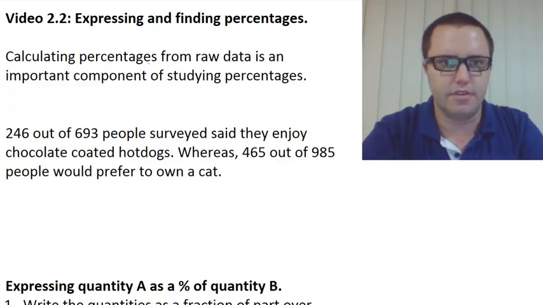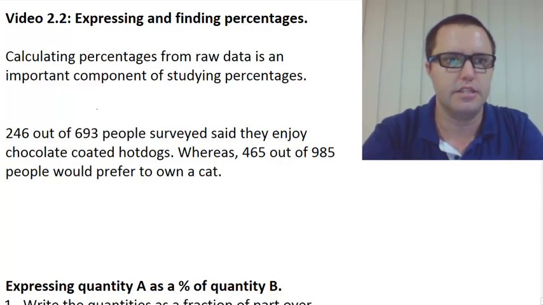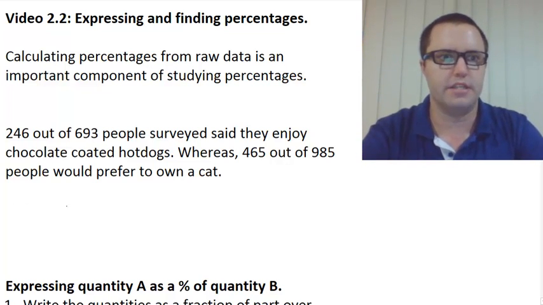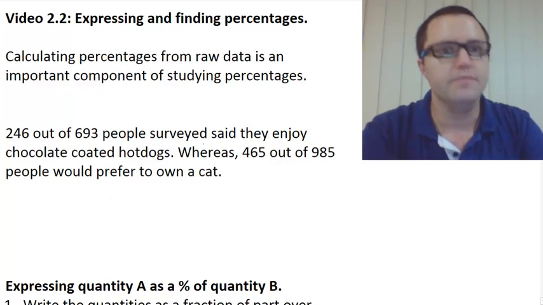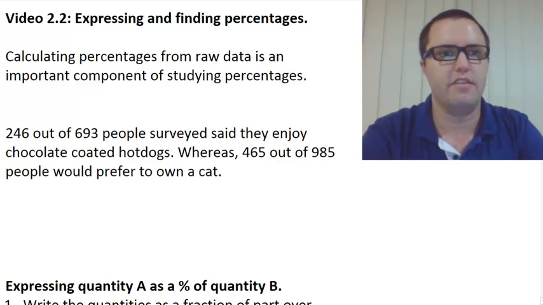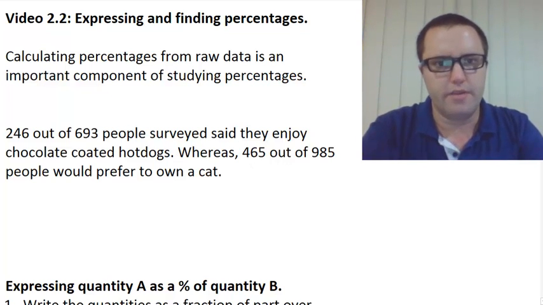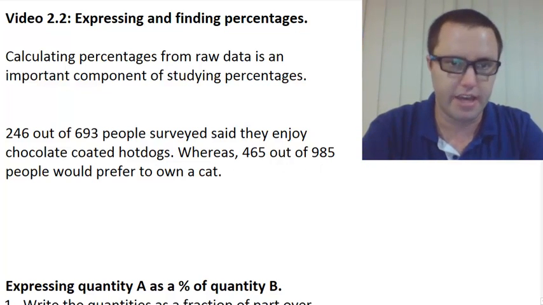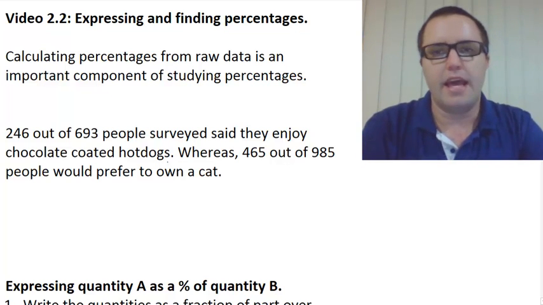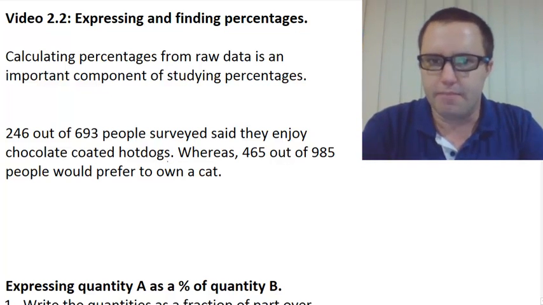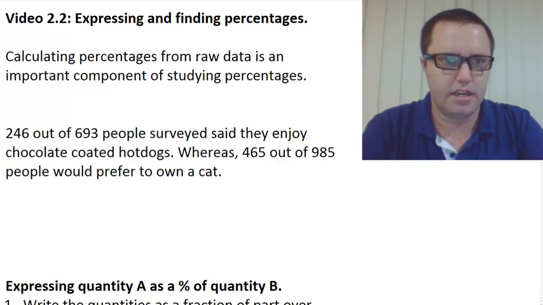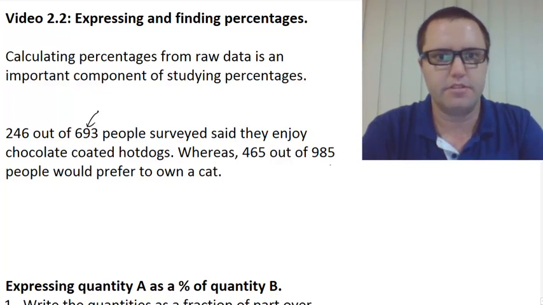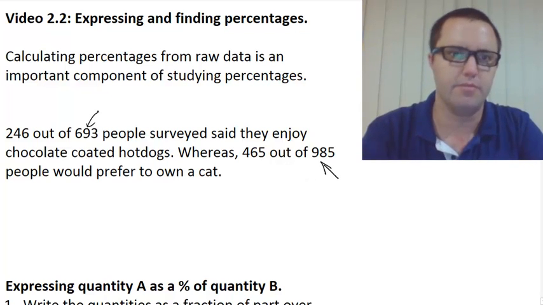So for instance, we've got this one here, which is 246 out of 693 people surveyed said they enjoy chocolate-coated hot dogs, whereas 465 out of 985 people would prefer to own a cat. Now, these are ridiculous things, totally made them up, but we can't really compare them because all our numbers are different. Here, 693 people were surveyed, and over here, 985. So we can't really compare those two numbers.